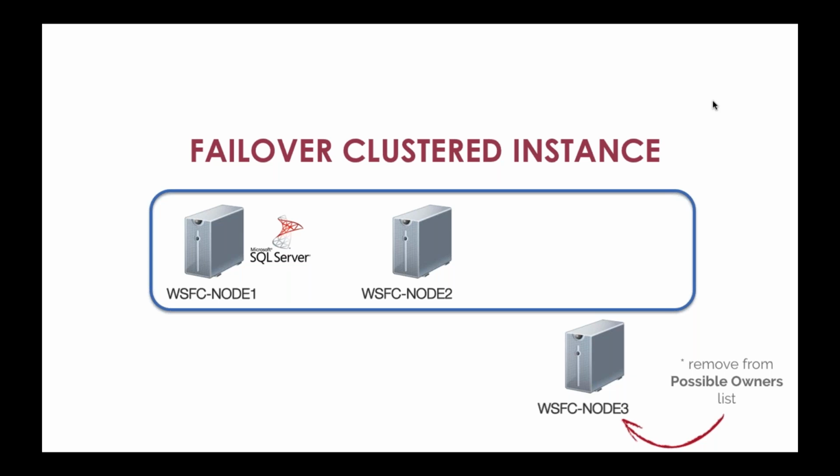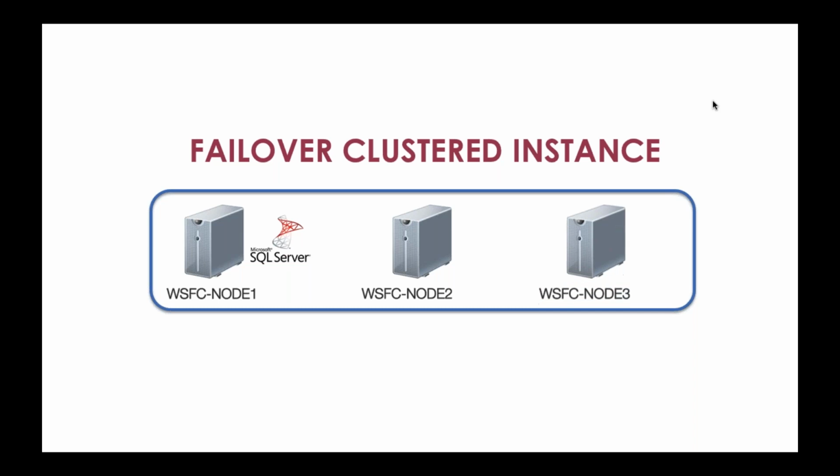You run the upgrade process, reboot the machine, install service packs. In fact, I would strongly recommend that while you're doing this, you install any OS related updates as well, because while you're taking it off of the possible owners list, you're going to reboot the machine. You might as well do everything at once. Once you're done with the upgrade process, you add it back to the possible owners list. Now, at this point, only node 3 has been upgraded. Nodes 1 and 2 are still not upgraded.